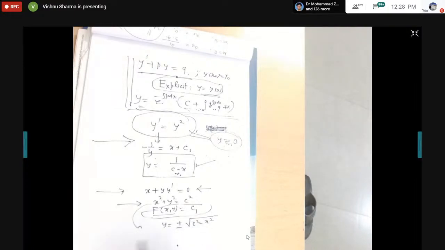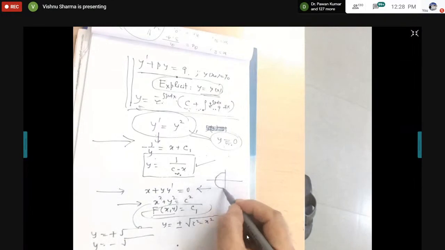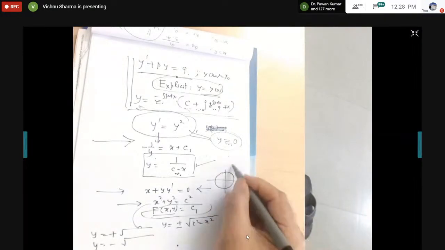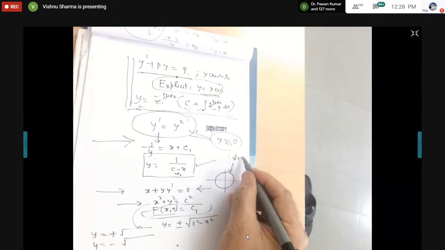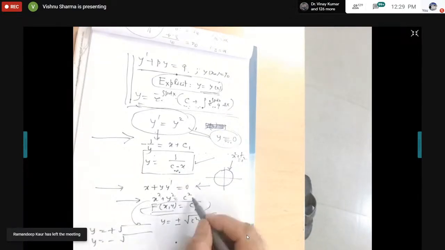No, there are two solutions. Y is equal to with plus sign and y is equal to with minus sign. There are two solutions. This represents, you see, x square plus y square is this. Can you tell me what is the solution of this? You see, there are several functions which satisfy this relation.